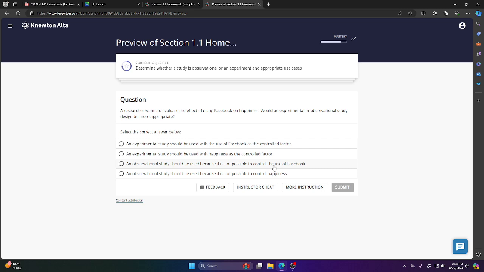Maybe it is experimental. Because we can technically control the amount of Facebook someone would have, right? Just shut the internet off. But we can't control happiness. At least I can tell you that much. Okay. So maybe we can control the amount of Facebook time, right? Cut the internet off. Okay.